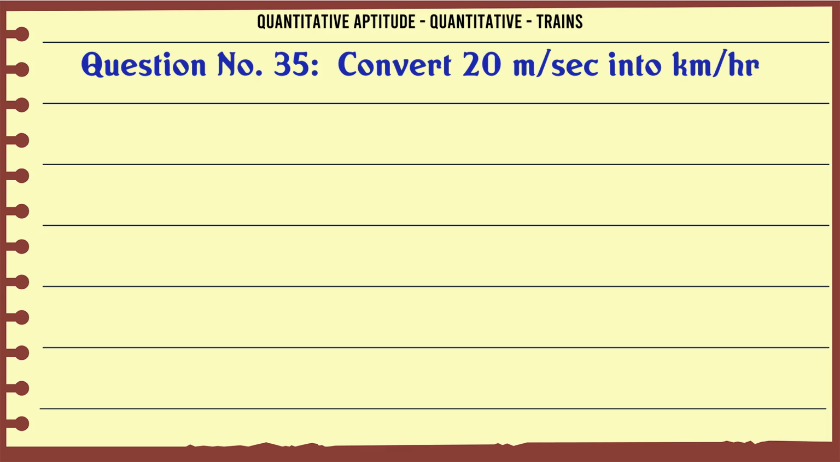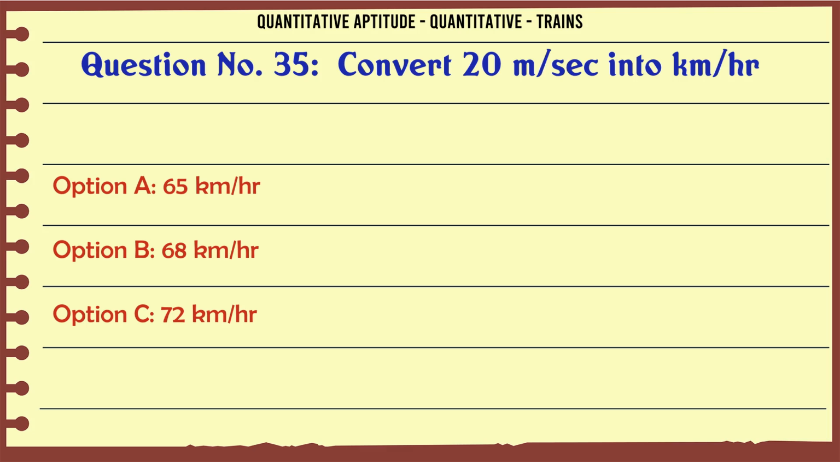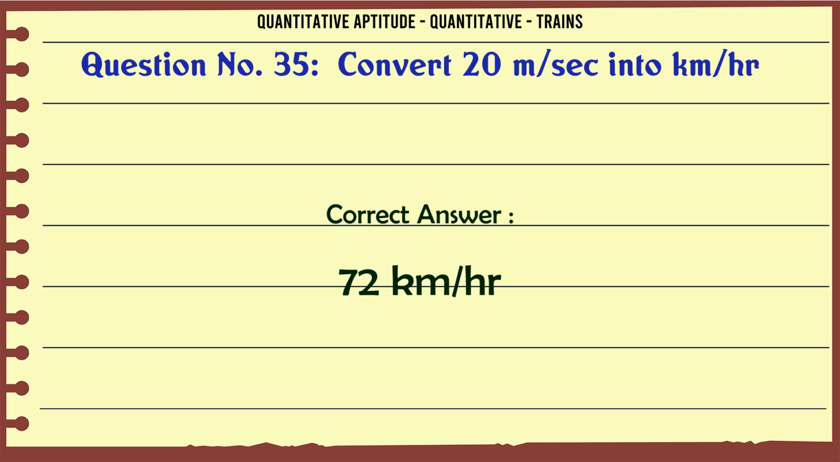Convert 20 m/sec into km/h. A 65 km/h, B 68 km/h, C 72 km/h, D 79 km/h. The correct answer is 72 km/h.